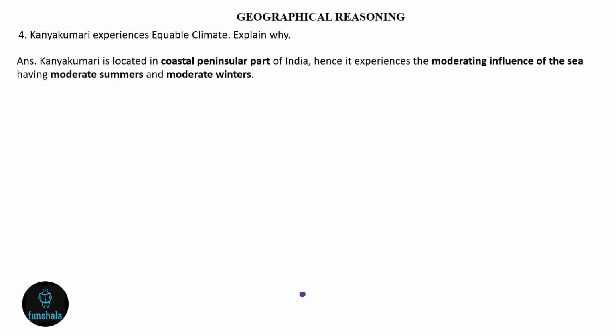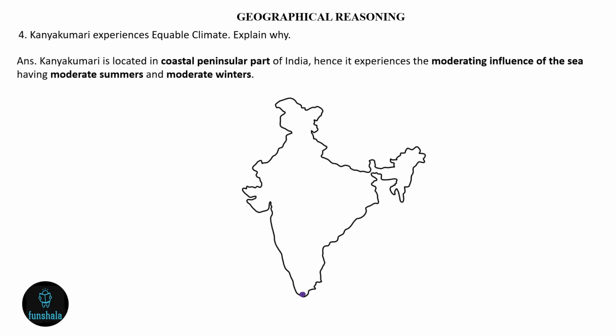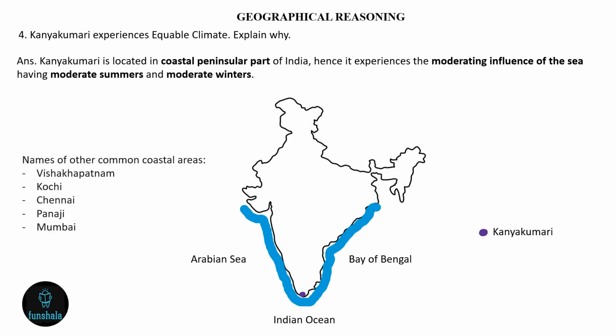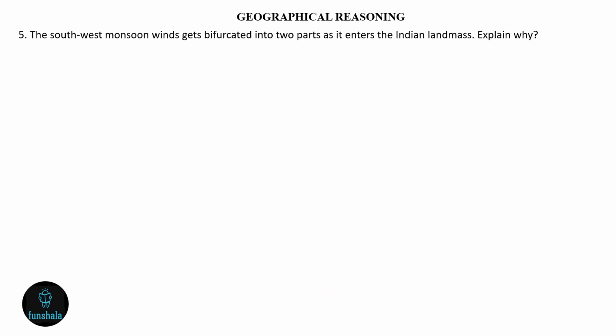The fourth question is, Kanyakumari experiences equable climate. Explain why. The answer is, Kanyakumari is located in the coastal peninsular part of India. Hence, it experiences the moderating influence of the sea, having moderate summers and moderate winters. Apart from Kanyakumari, we have other common coastal areas which are frequently given in the questions, like Vishakhapatnam, Kochi, Chennai, Panaji, and Mumbai.